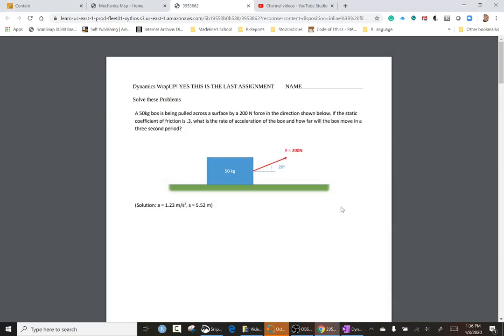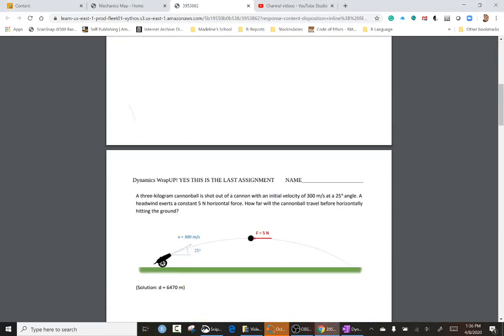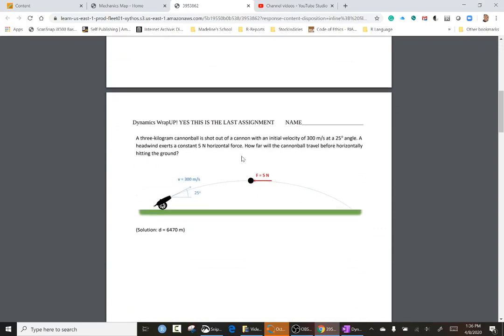All right, so let's take a look at the next couple of problems. Okay, so this says it's a 3 kilogram cannonball. It's shot out of a cannon with an initial velocity of 300 at an angle of 25. A headwind exerts a constant 5 Newton horizontal force. How far will the cannonball travel before horizontally hitting the ground? And then, of course, he gives you the solution.